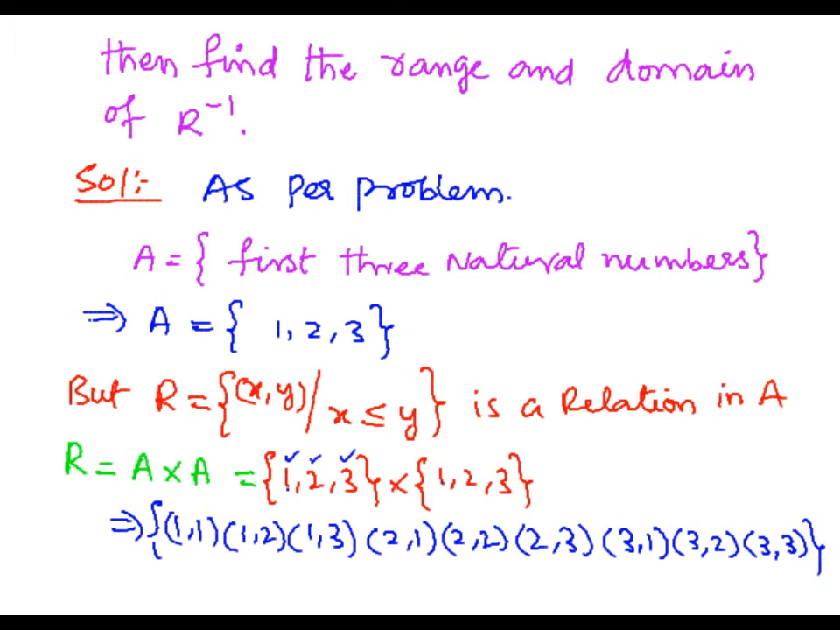So here there are 9 ordered pairs, because the first set A consists of 3 elements, and the second set also consists of 3 elements. 3 times 3 is 9. So we got 9 ordered pairs, or in other words 9 elements of this relation R. From this R we have to find the inverse of this relation.